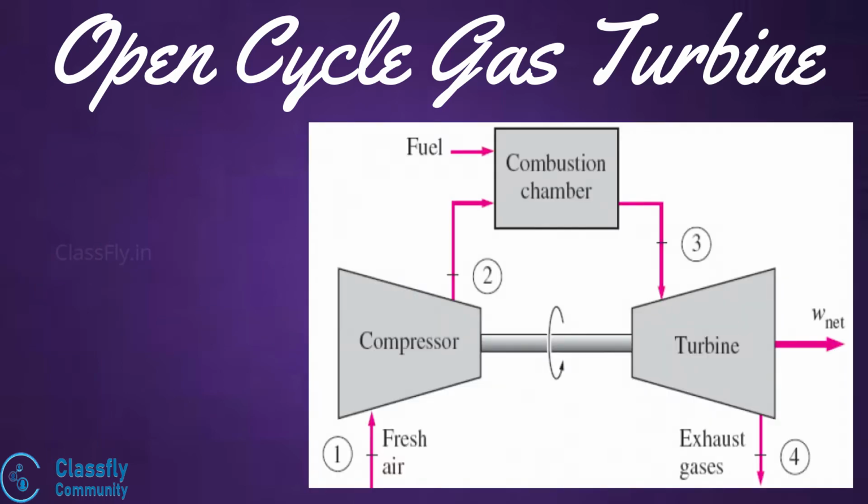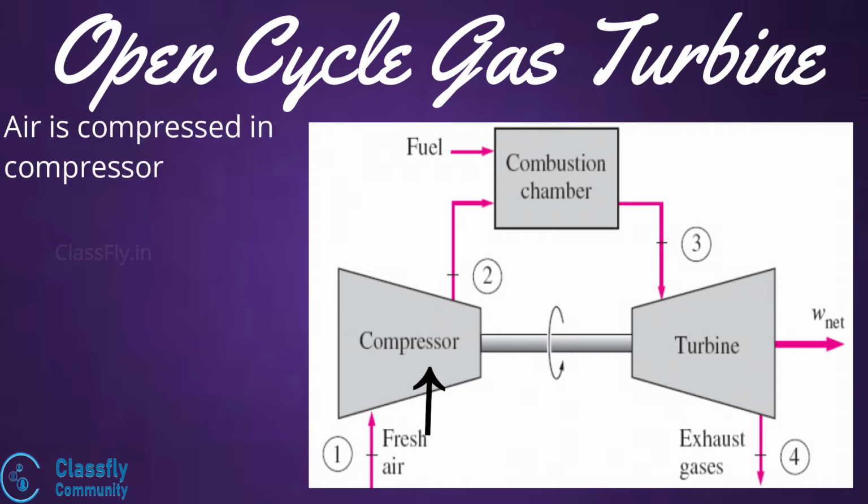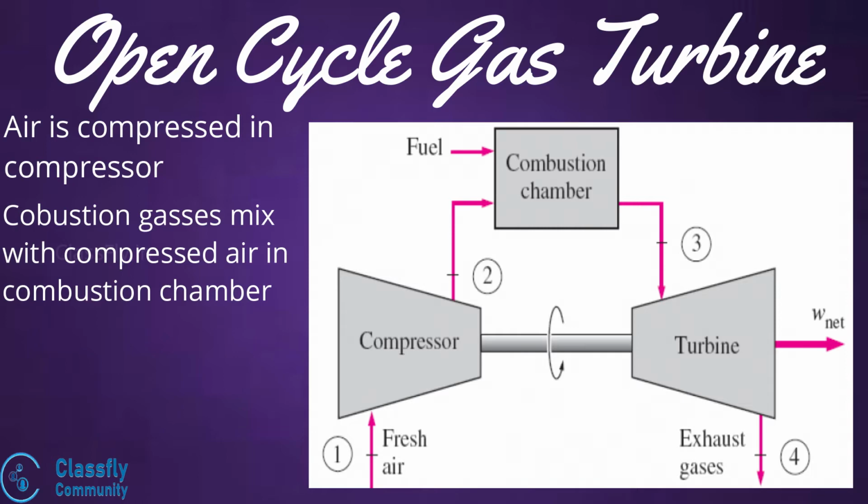Referring to the figure, we can see that in operation, the compressor will draw the air from the atmosphere and compress it to a high pressure. This compressed air will then flow into the combustion chamber where the fuel is burnt. The hot gases produced as a result of combustion will mix with this compressed air. Hence, the mixture of this air will get heated up.